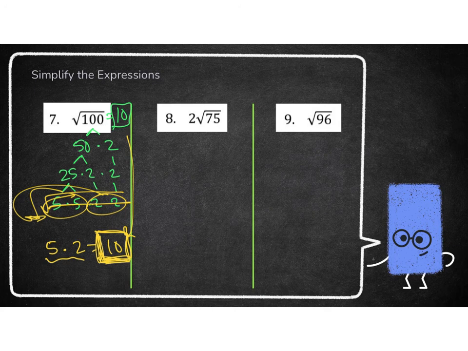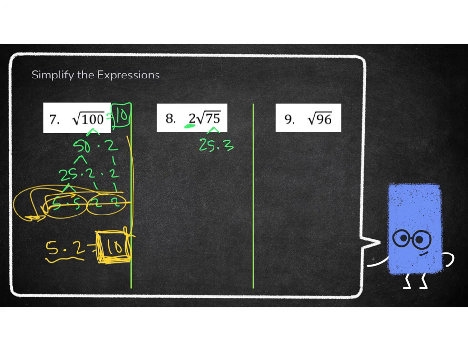Okay, let's talk about number 8. Now we've got this pesky little 2 out front. Okay, how does that change things? All right, so the only part that you want to break down is the 75. That's the only piece that's underneath the radical. So break down the 75. I'm going to break this into 25 times 3.